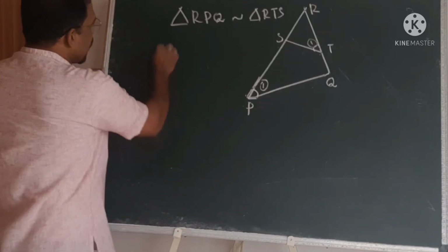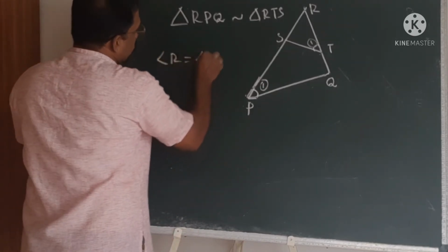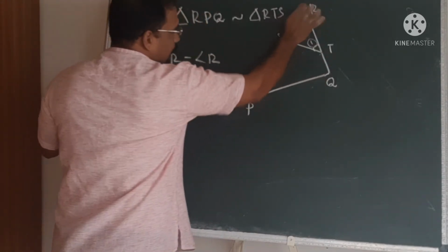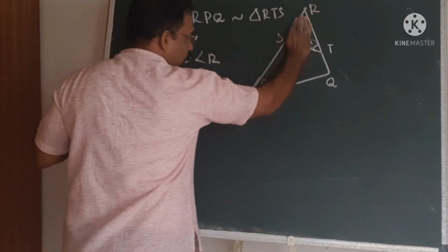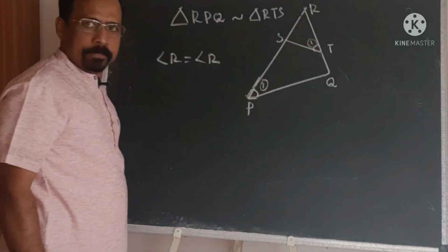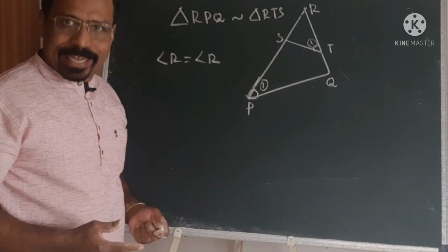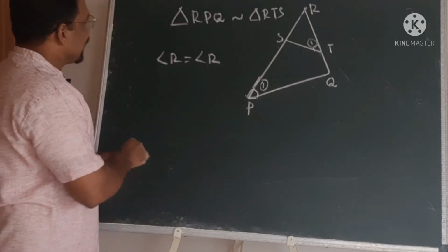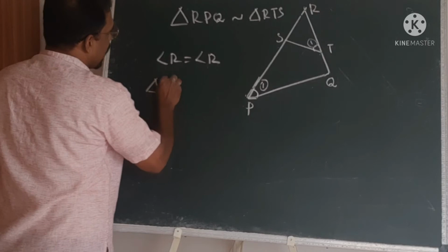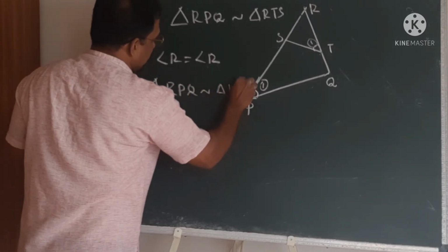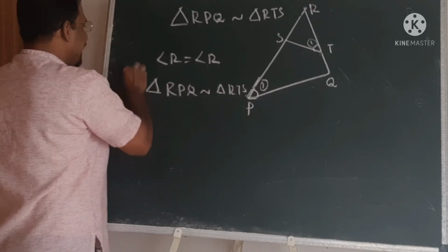Now the second, angle R is equal to angle R. In both these cases, this angle R is common for this triangle and for the bigger triangle. Therefore, according to AA criteria, we can say that triangle RPQ is similar to triangle RTS according to AA criteria.